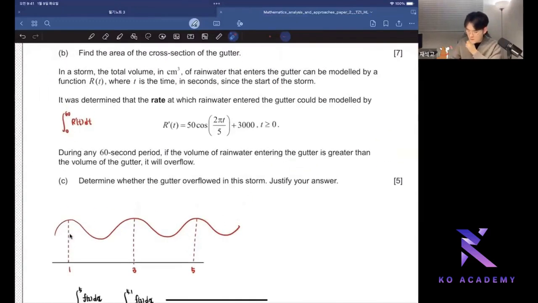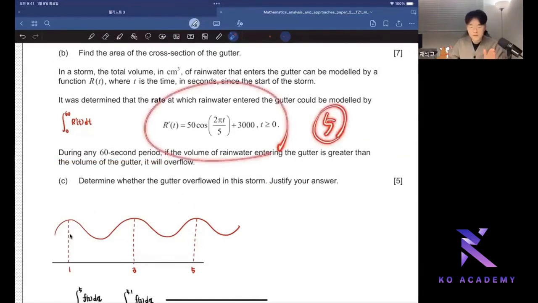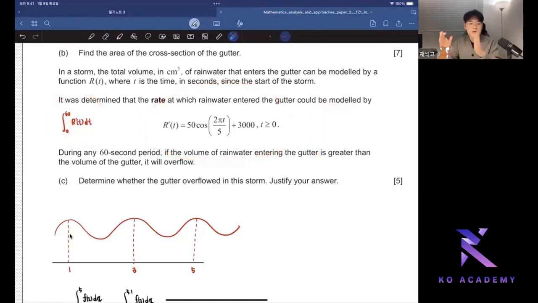In this problem, there's this thing called 60 seconds, right? You don't know how to divide the 60 seconds, right? But what's the period of this function? It's 5, right? So 60 is exactly 12 times the period. Do you guys understand what I'm saying? Since the function has a period of 5, and 60 is a multiple of 5, no matter how I divide that interval into 60 seconds, the values will all be the same.